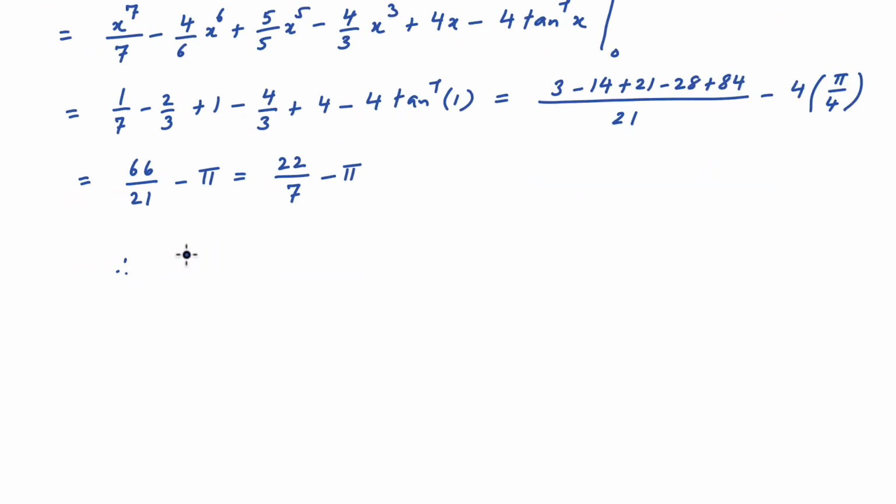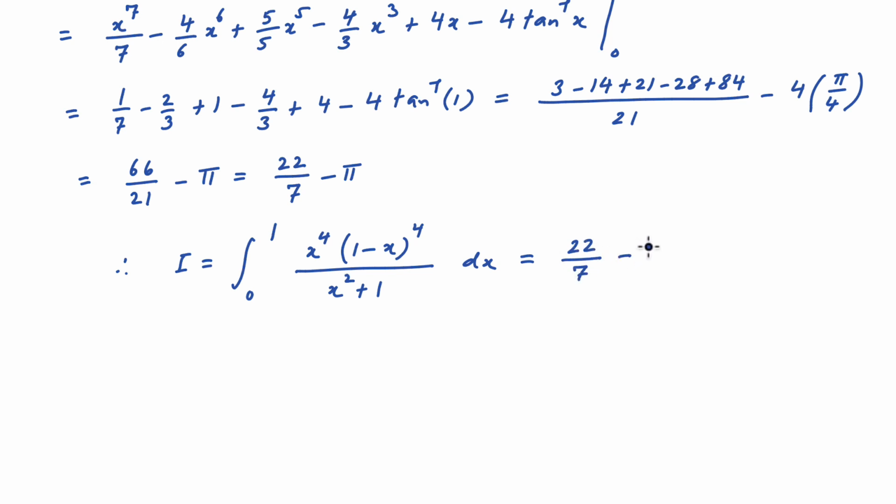Therefore, the value of the integral I, the integral from 0 to 1 of x raised to the power 4 times 1 minus x whole raised to the power 4 divided by x squared plus 1 dx, is equal to 22 upon 7 minus pi. So, as predicted, this is a fairly simple integral, but it is in the right-hand side, the answer to this integral, where things start to get interesting.